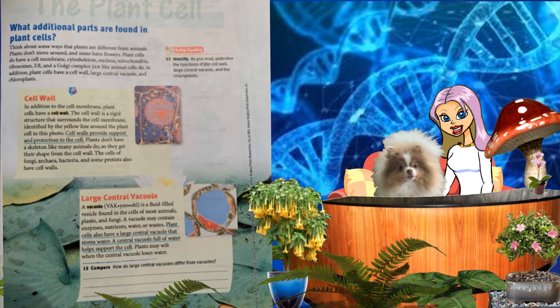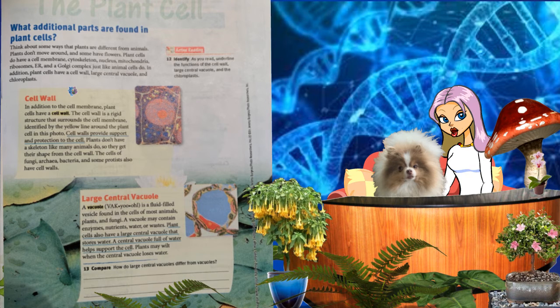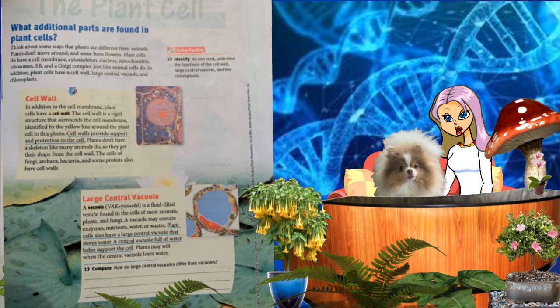In addition to the cell membrane, plant cells have a cell wall. The cell wall is a rigid structure that surrounds the cell membrane. This wall is identified by the yellow line around the plant cell in this photo. Cell walls provide support and protection to the cell. Plants don't have a skeleton like many animals do. Instead, they get their shape from the cell wall. The cells of fungi, archaea, bacteria, and some protists also have cell walls.